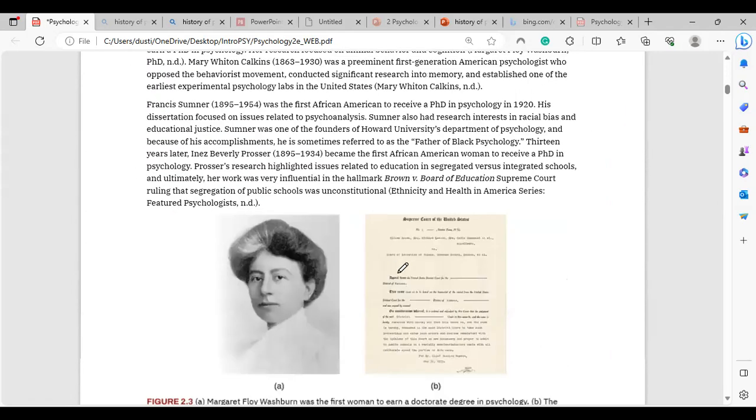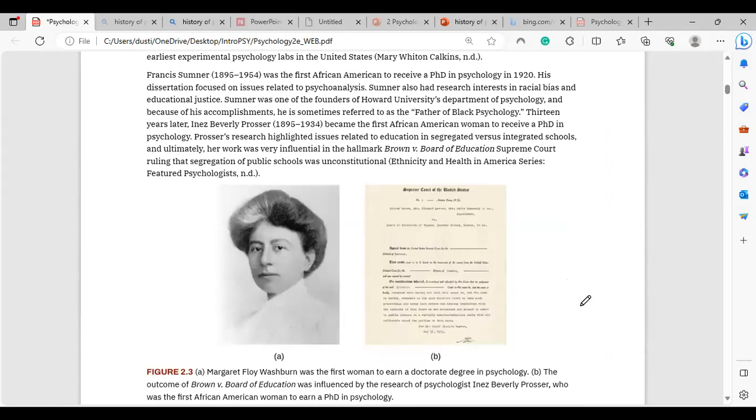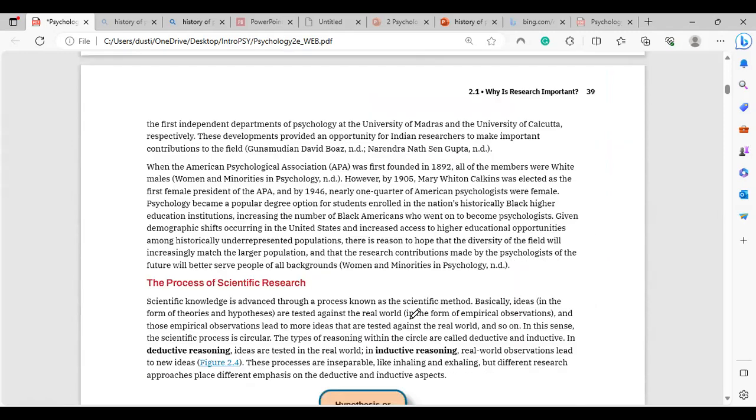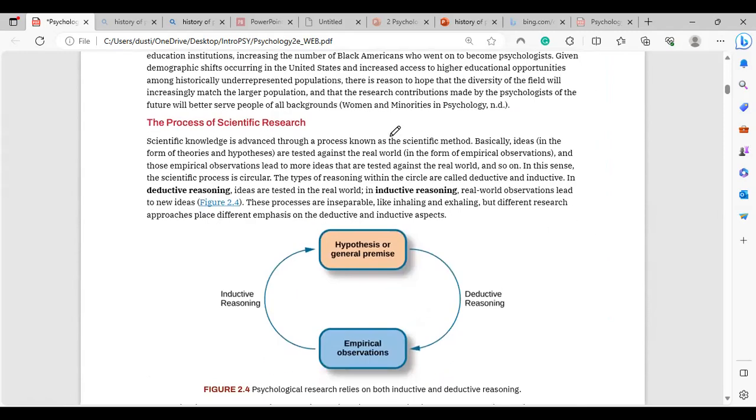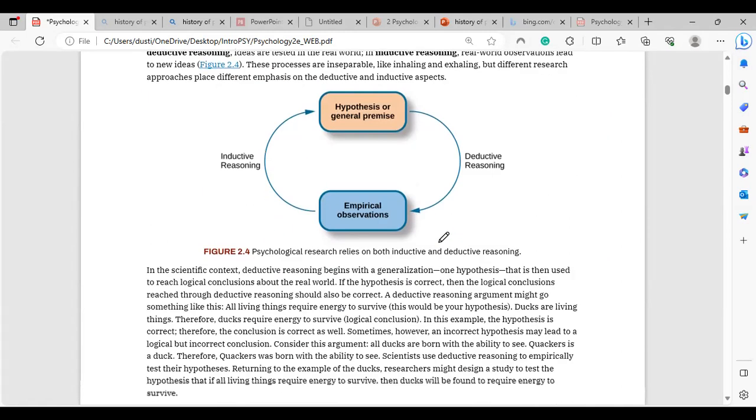So in this, you'll notice that there is information about noticeable researchers as well, what the process of scientific information is as well. All right.